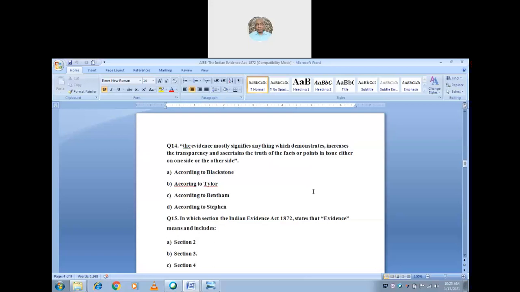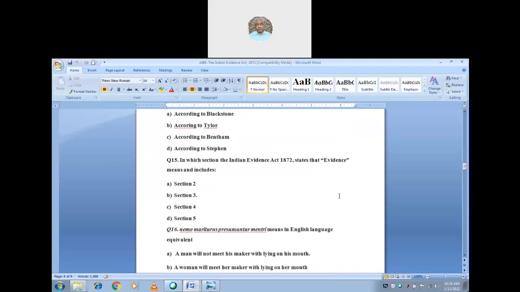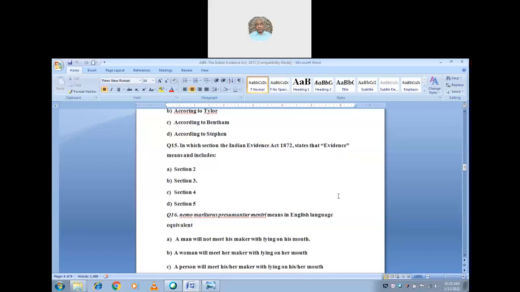Who said this quotation regarding the definition of evidence? Is it Blackstone, Taylor, Bentham, or Stephen? Anyone? Here it is not Stephen, as Stephen has given a different definition. It is Blackstone's definition. Anyway, please read the definitions because they will definitely ask in the examination.